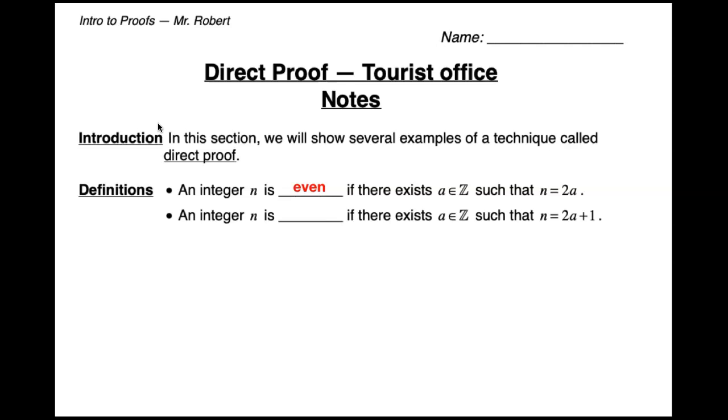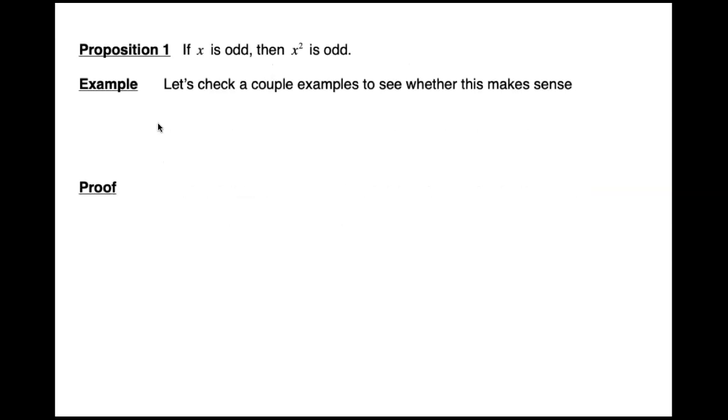Secondly, an integer n is odd if there exists an integer a such that n equals 2a plus 1. So every time you have an even number, you can write it as 2 times a, knowing that a is in Z, and every time a number is odd, you can write it as 2a plus 1, or 2b plus 1, or 2k plus 1, with a, b, k being integers.